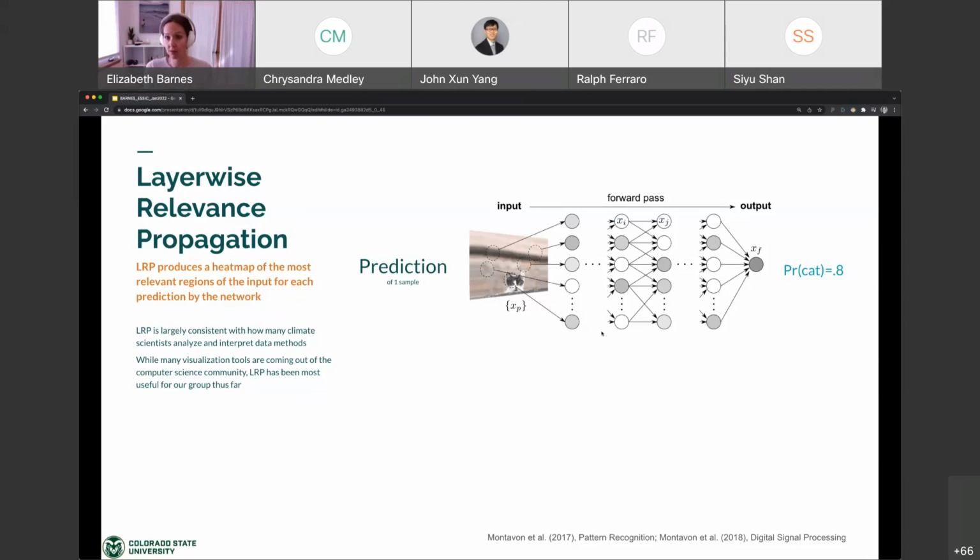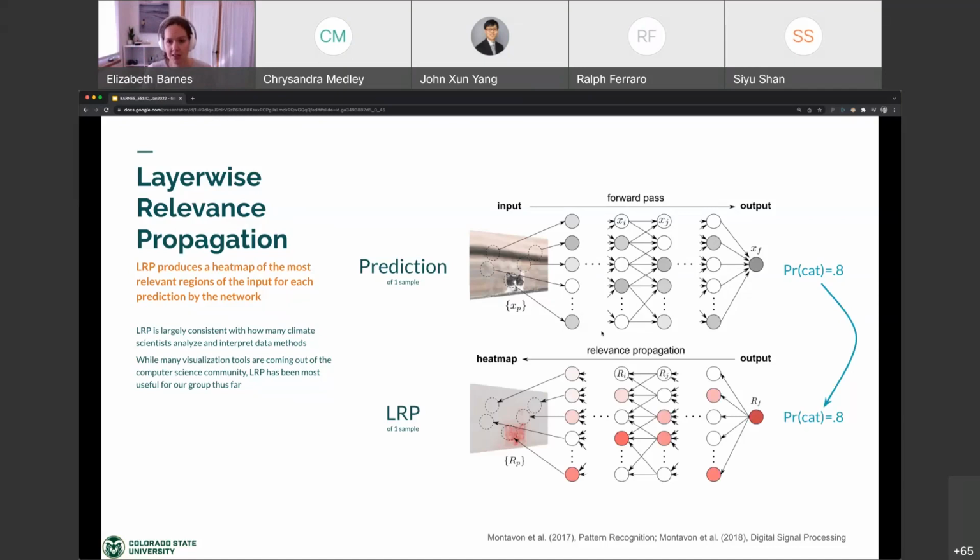However, I want to know why. Why did it think there was a cat in this image? So we can use methods like LRP to trace the decision-making process of the network by going back through the network via a relatively fast algorithm. Ultimately, it creates a heat map showing the relevant regions for the network's prediction. In this case, if you look, you see the red colors sort of outline where the cat is. What this tool tells us is the network looked where there's a cat to determine there was a cat.